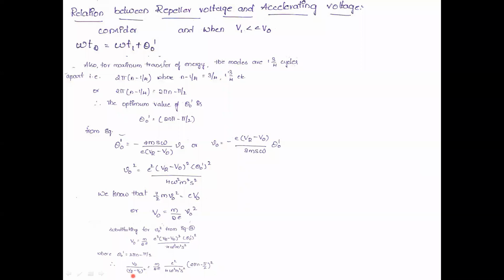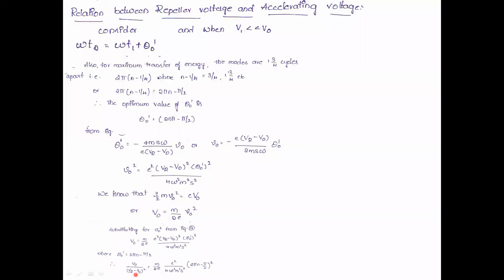So V naught divided by VR minus V naught square equals V naught divided by VR square. V naught divided by VR minus V naught square equals m by 2e, e square by 4 omega square m square s square, so like 2 pi n minus pi by 2. Clear? Go to the next slide.